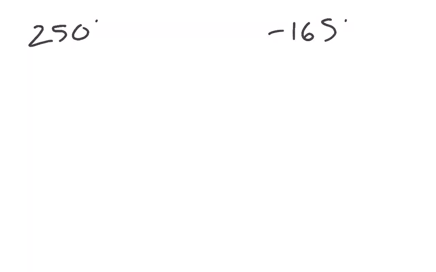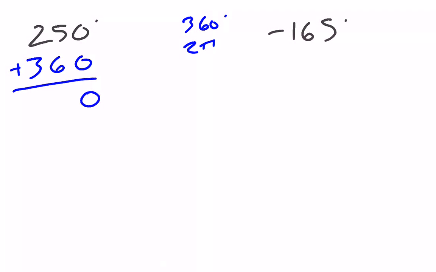To find coterminal angles, all you do is add 360 degrees or 2 pi radians. These first two problems are both in degrees, so I'm going to add 360 and subtract 360. So I'll start with the adding. If I add 360 to 250, I'm going to get 610 degrees. So my positive coterminal angle will be 610.